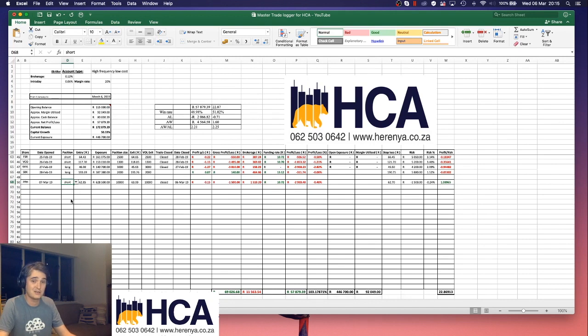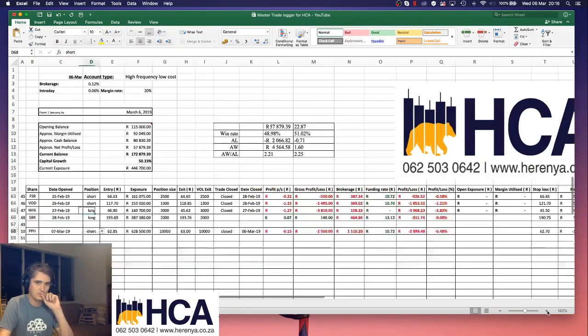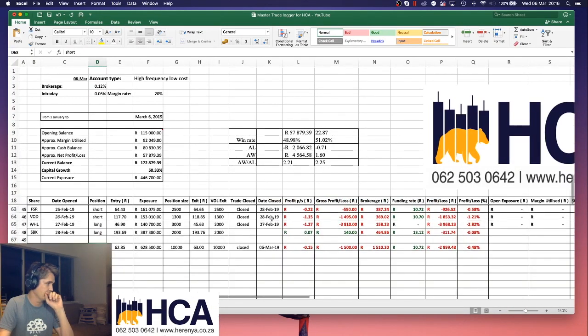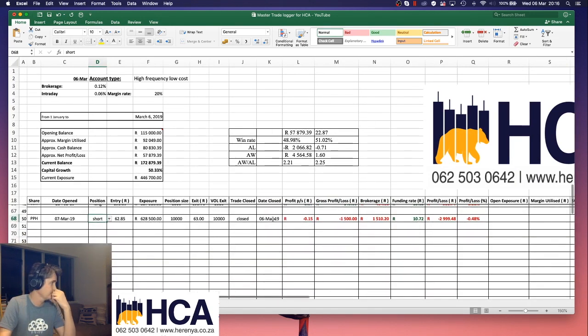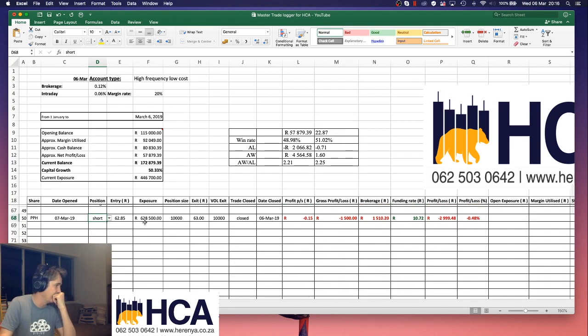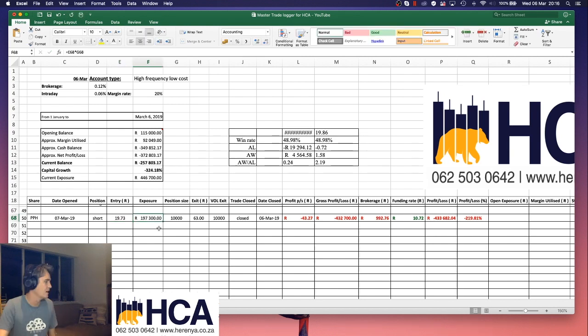I don't know if you guys can read this. I hope you can. Let me zoom in. Okay, so then we are going to try and get in at, let's say, today's closing price, so 1973, and we are going to take say 2,500 shares.